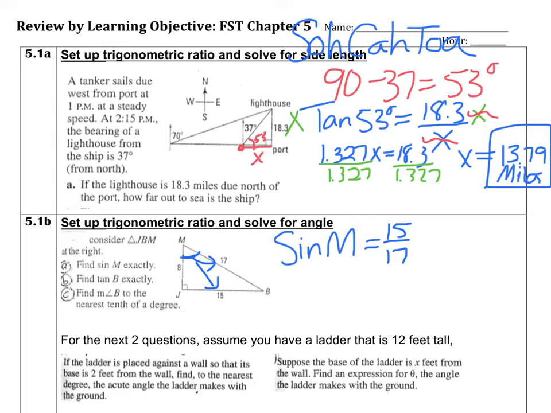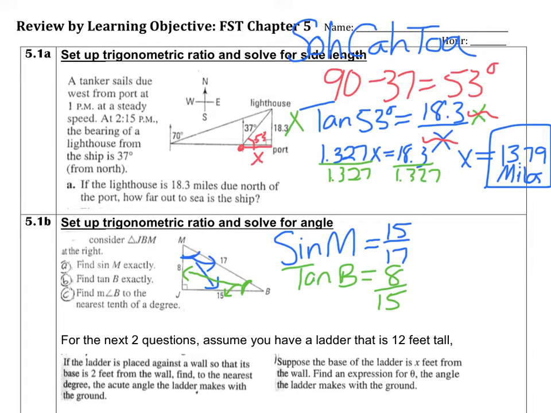Now the next one is the tan of B. So to find tan of B, we need to find angle B. And remember, tangent is the TOA, so opposite over adjacent. Here this is the opposite side, and this is the adjacent. So tan of B would be 8 over 15, and that's the exact answer.